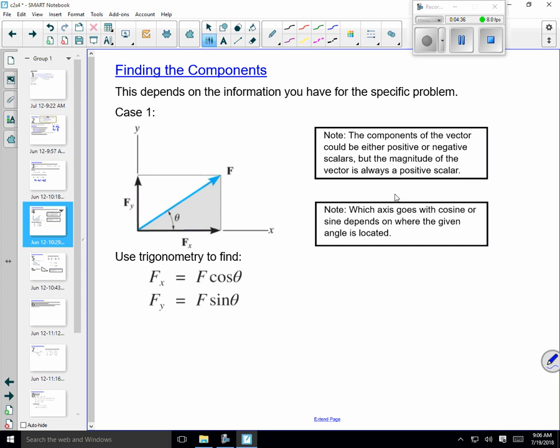Don't try and memorize this formula down here. It's going to depend on which angle you're given. If I gave you a different angle, for example, if I gave you this angle up here, phi, those sines and cosines would be different because it's a different angle. Same triangle, different angle. So don't memorize that. Understand how to get it from a triangle.